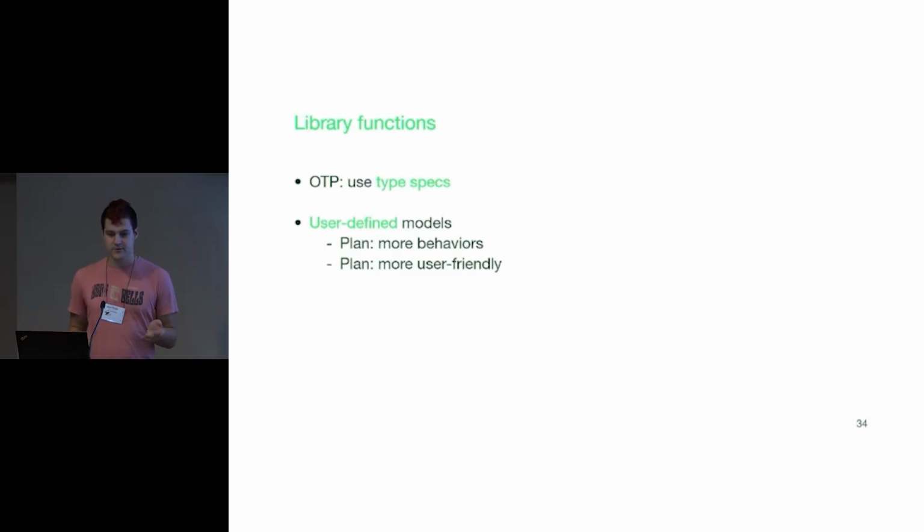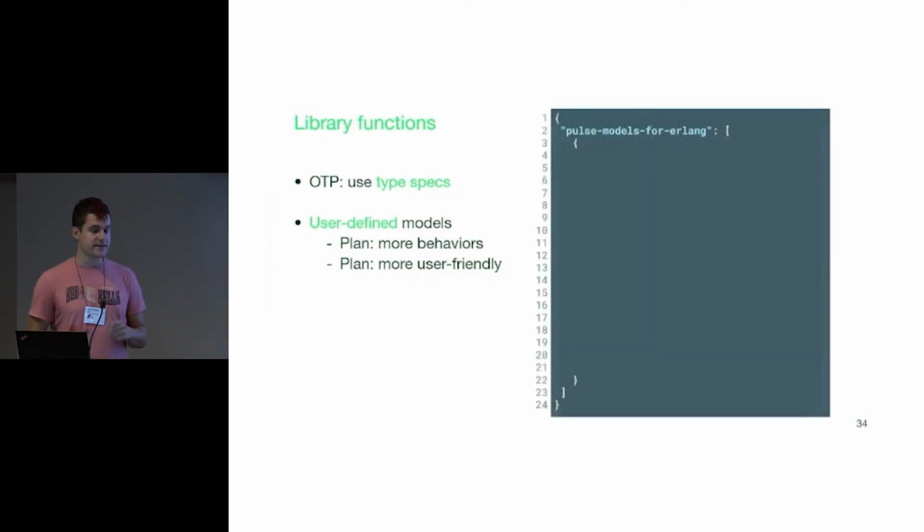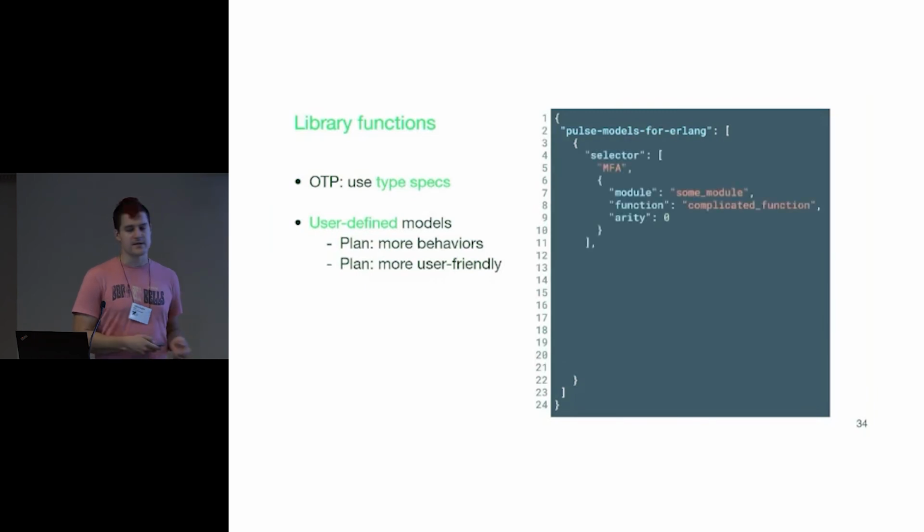And here the plan would be to add more kinds of behaviors and also to be more user-friendly instead of this JSON syntax. There is actually some work going on to specify it in Infer's intermediate language, but ultimately it would also be nice to be able to specify it in some subset of Erlang.